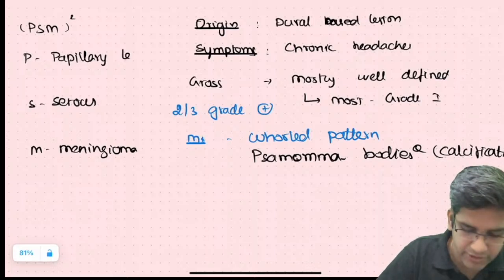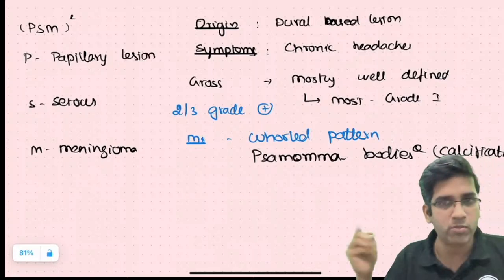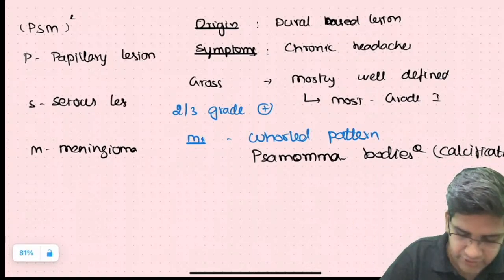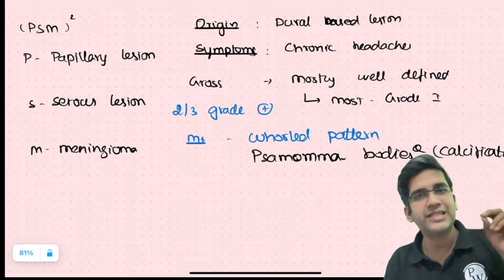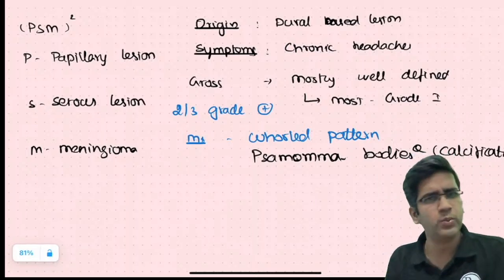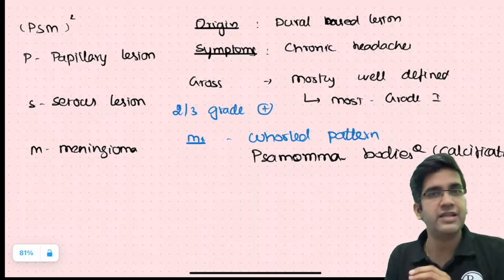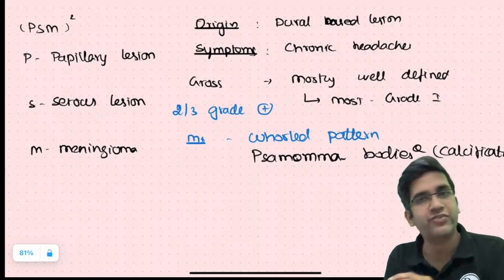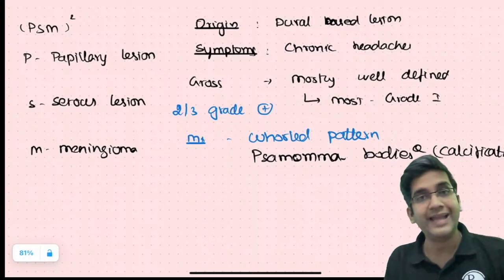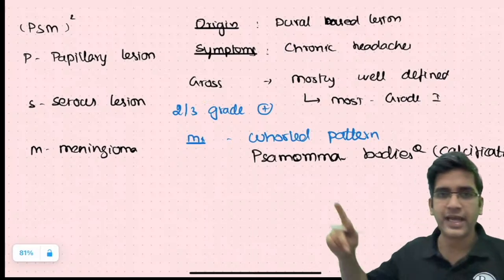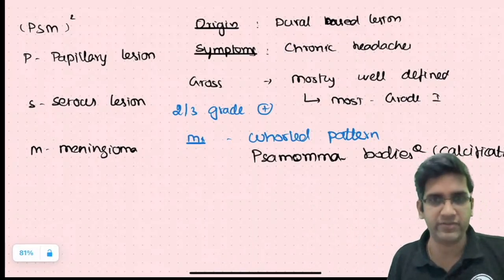Any papillary lesions will have some psammoma bodies. Any serous lesions will have some psammoma bodies, which means serous cystadenocarcinoma will have some psammoma bodies, right? Papillary carcinoma of thyroid, papillary carcinoma of breast, papillary carcinoma of kidney will have some psammoma bodies, right? Any papillary lesion, any serous lesion, and also meningioma will have some psammoma bodies by default, right?